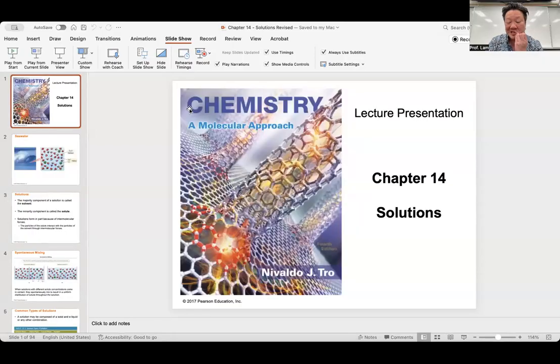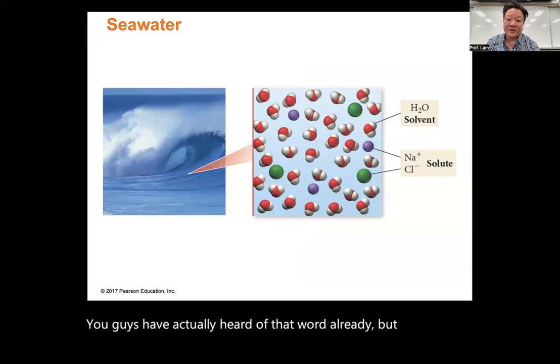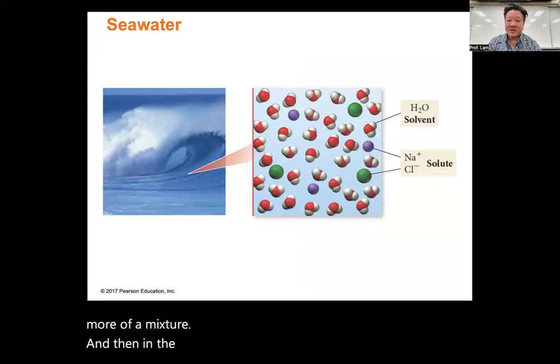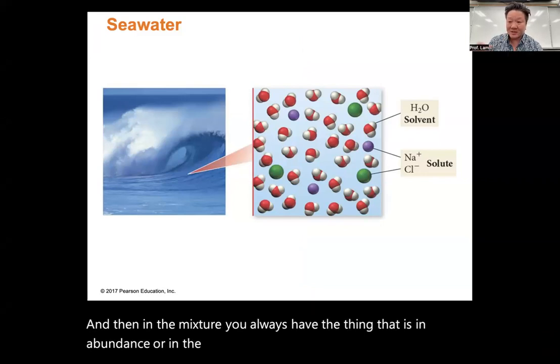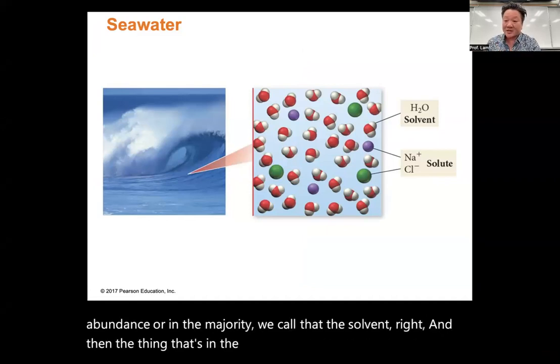Chapter 14 is on solutions. You guys have actually heard of that word already, but just a review, right? A solution is any time that you have two or more components in a mixture. In the mixture, you always have the thing that is in abundance or in the majority. We call that the solvent, and the thing that's in the minority, we call that the solute.